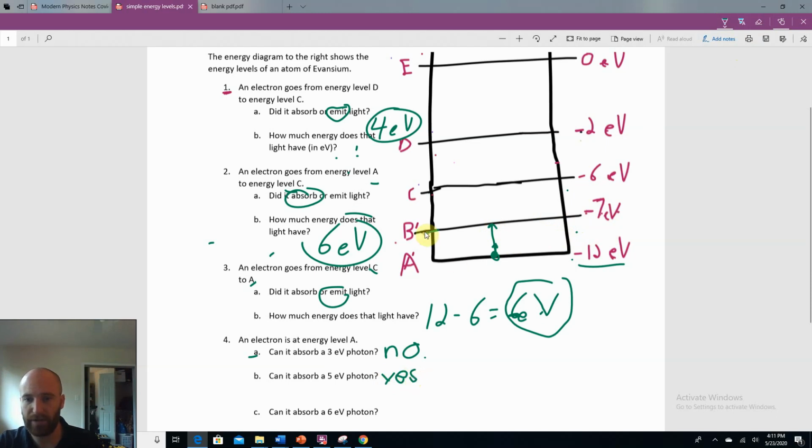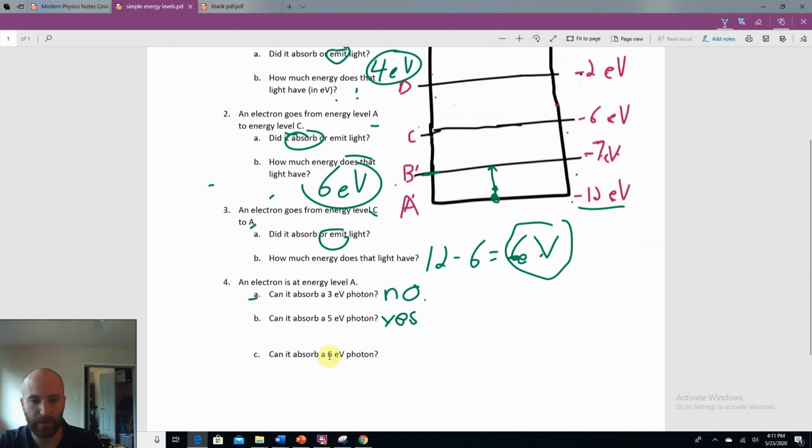That's energy level B. Alright, can it absorb 6? So we're at negative 12, and if we absorb 6, you go 6 higher, I think you're at negative 6 electron volts.